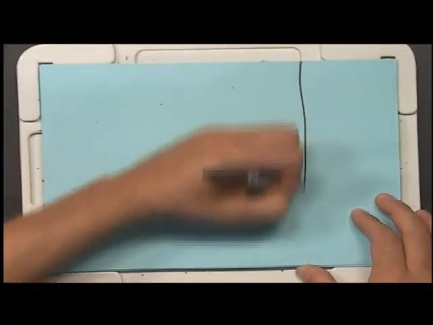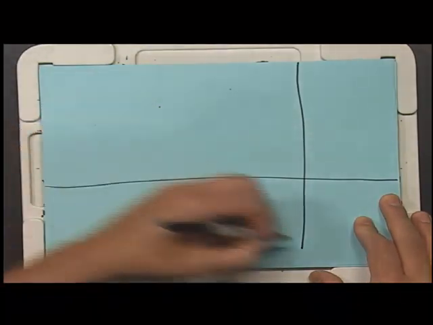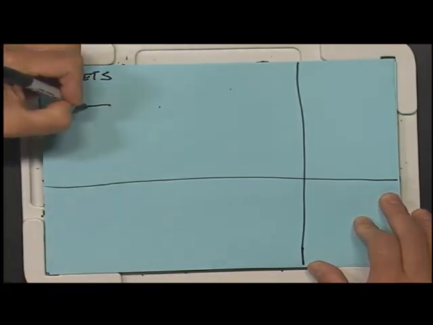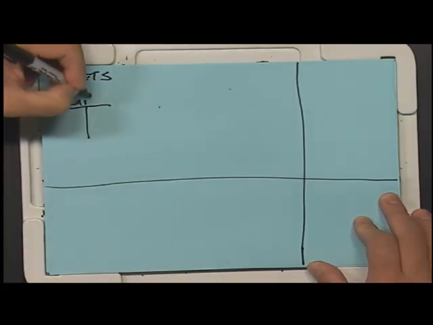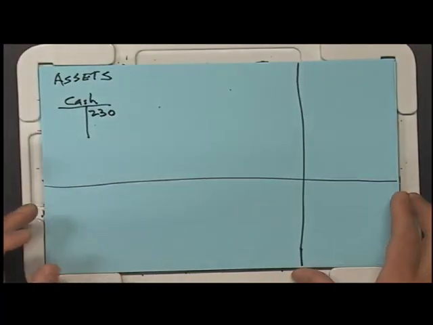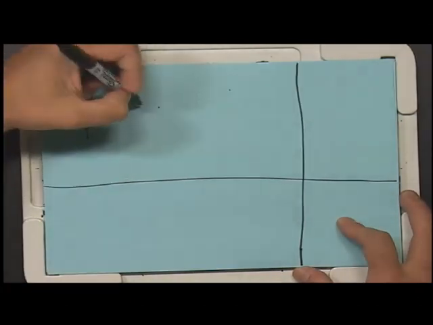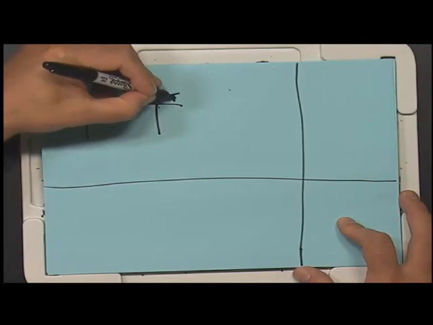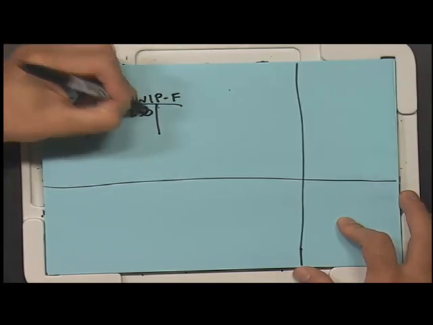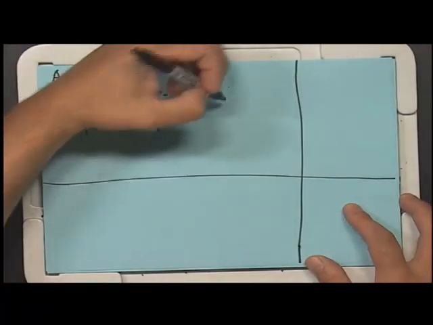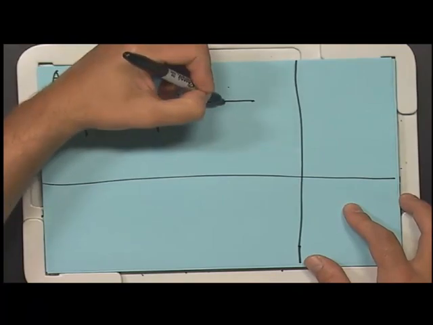We will create our Queen's Cross. Again, most of the action will be in the assets. We will start by crediting cash for $230. And where does that money go? As before, we can put that into the work in process account in the fabricating department. Okay? And here's where the change is going to come in.